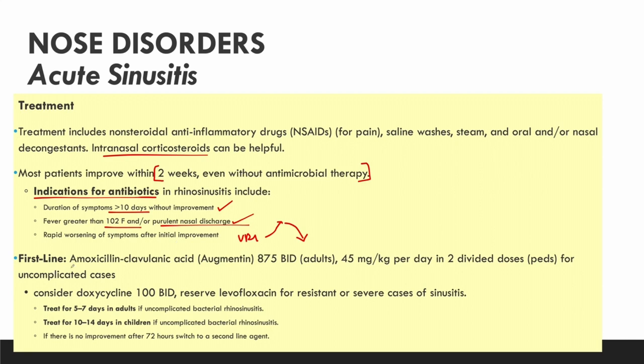First line antibiotic is going to be Augmentin, or amoxicillin clavulanic acid, and that's usually how we treat it. You can also consider some of these other treatments if needed. We usually treat, if it's uncomplicated, 5 to 7 days, but for most that I've seen, we treat with 10 to 14 days. If we don't see an improvement after 72 hours, we can switch or we can get a CT to see if there's something else going on.